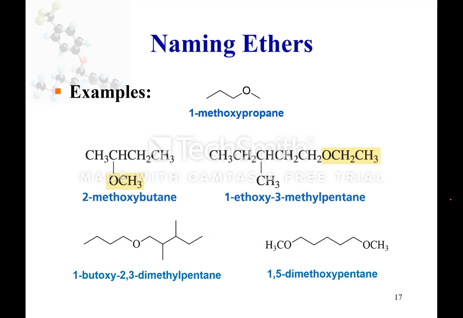Let's look at some examples. So for this first molecule, we see that on one side there's 1 carbon, but on this side there are 3 carbons. So obviously 3 is more than 1. So it's going to be named as a derivative of propane. And then this part here is the alkoxy group. So that is why this is 1-methoxypropane.